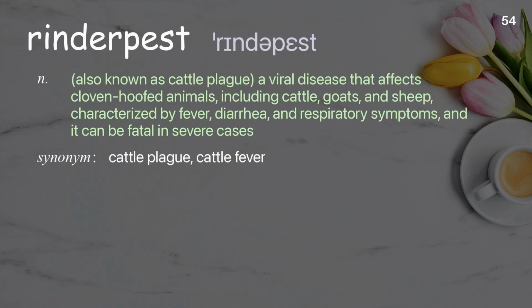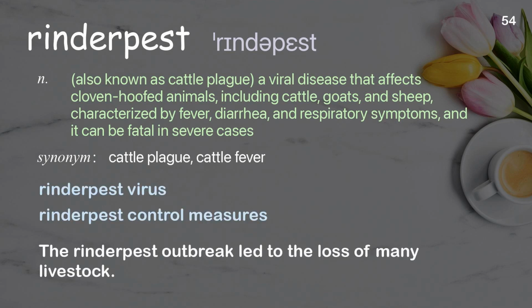Rinderpest. Also known as cattle plague, a viral disease that affects cloven-hoofed animals, including cattle, goats, and sheep, characterized by fever, diarrhea, and respiratory symptoms, and it can be fatal in severe cases. Examples: Rinderpest virus. Rinderpest control measures. The rinderpest outbreak led to the loss of many livestock.